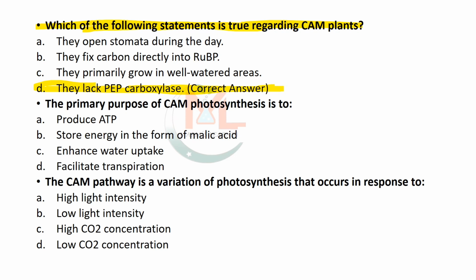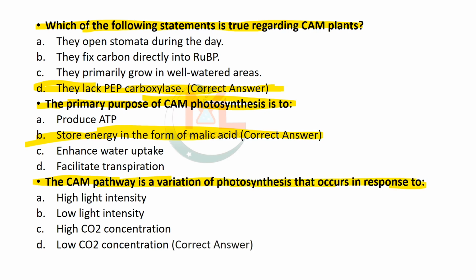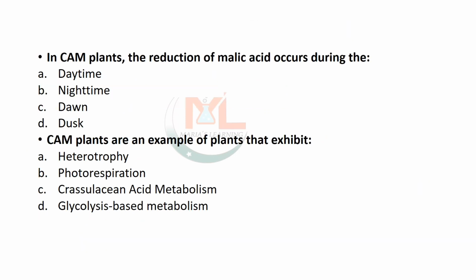Next question is the primary purpose of CAM photosynthesis is to store energy in the form of malic acid during night time. Next question is the CAM pathway is a variation of photosynthesis that occurs in response to low carbon dioxide concentration. Next question is in CAM plants the reduction of malic acid occurs during. The right answer is night time.